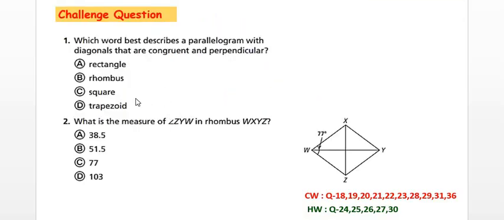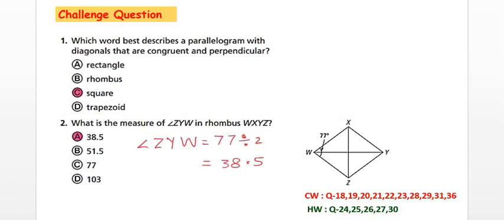Challenge questions. I want you to pause the video here and solve these challenge questions on your own, and then play the video to check your answers. Here are the answers for both the challenge questions. The first one was asking which word best describes a parallelogram with diagonals that are congruent and perpendicular. Only in the case of a square are the diagonals perpendicular and congruent.